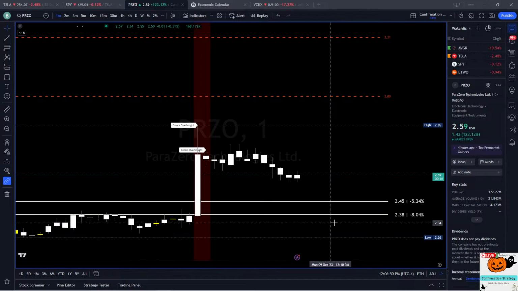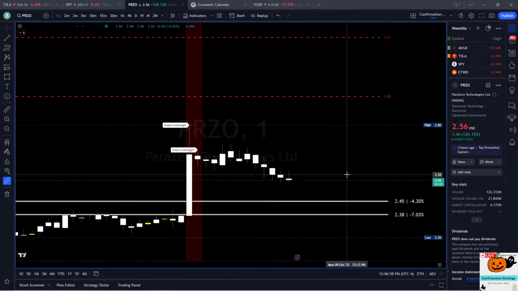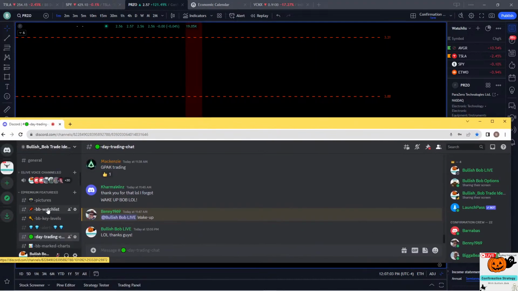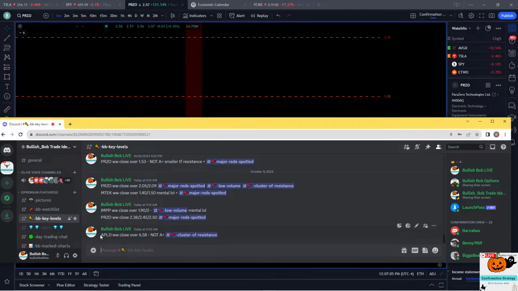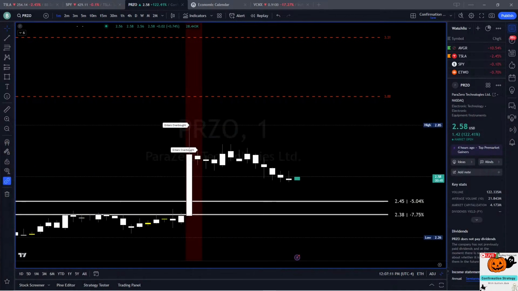So if we close under 250, well, there's room for concern. You can always take the trade if we close back over 250, but it's very high risk, right? So we're trading around a mental level, which is the level that we have in our key levels channel. If you go to the key levels channel, you'll see we've got PRZO 238, 245, and 250. So 250 is going to be the important level that we're watching on PRZO. But no position for myself at this time.